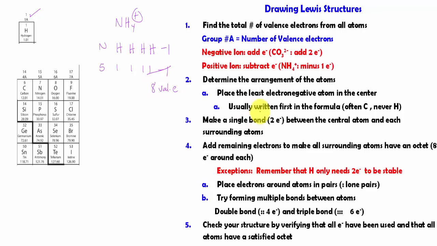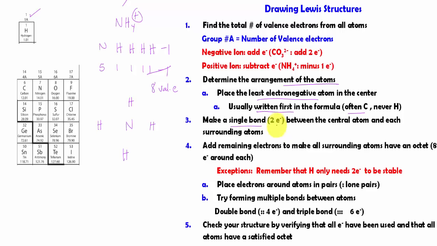And the next step is to determine the arrangement of atoms. Of course, the least electronegative is going to be in the center, but we can just look at the chemical formula and see which one is written first. In most cases, it's carbon, but never hydrogen. Well, in this case, it is nitrogen. So nitrogen is going to be in the center with 4 hydrogens surrounding the nitrogen. And then we just move on to the next step.